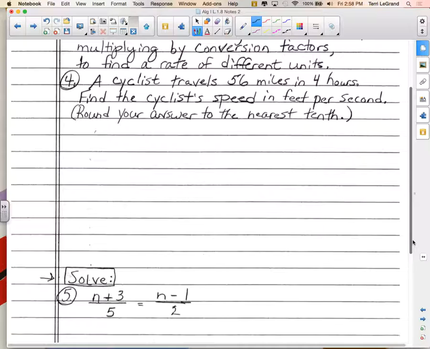Plus, Mrs. Claybo expects you to know how to use conversion factors in science class.